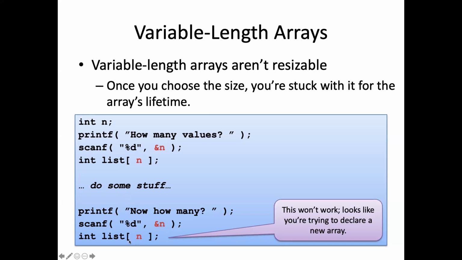Well, partly because you can't change the size of the array once you make it. And also because for the compiler, this is going to look like you just want to make two different variables with the same name. It'll say, well, you already got a list up here. You can't make another variable in the same scope that has the same name, even if you're trying to make it a different size. So this won't work for variable length arrays. You can make them any size you want, but you can't change their size once you make them.